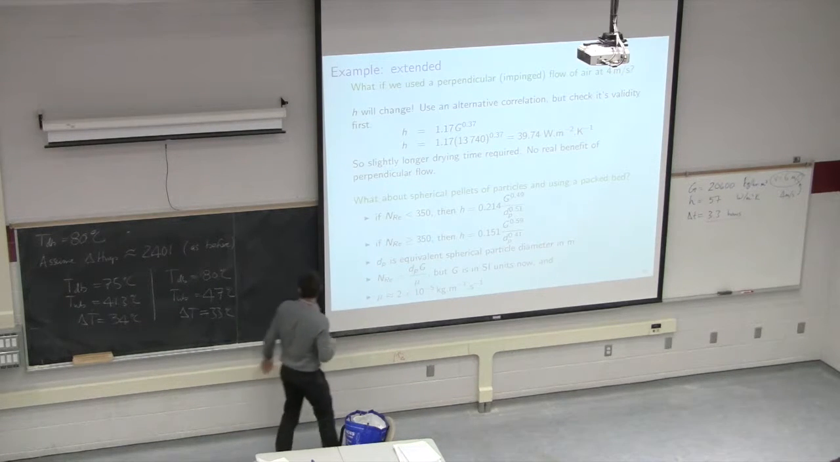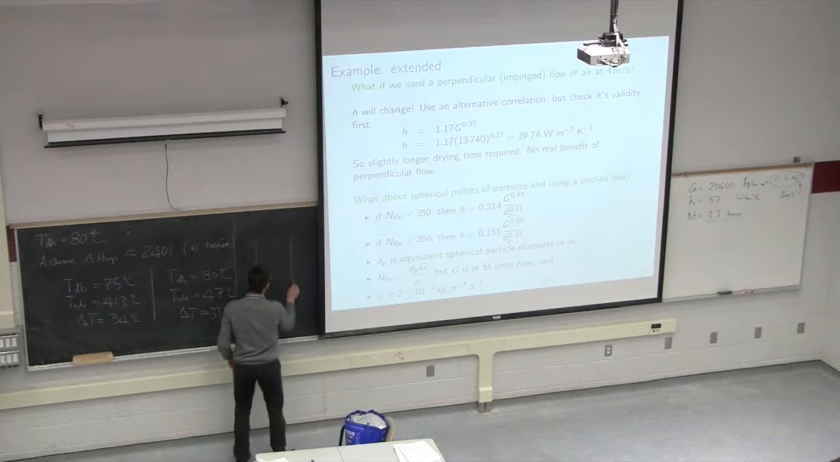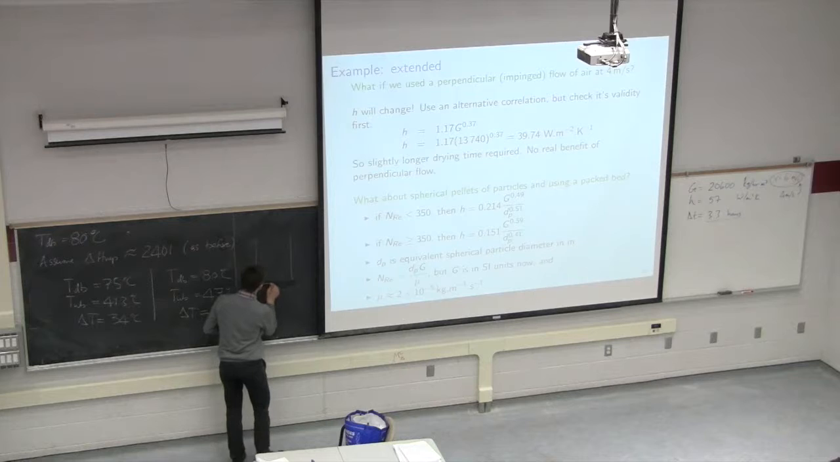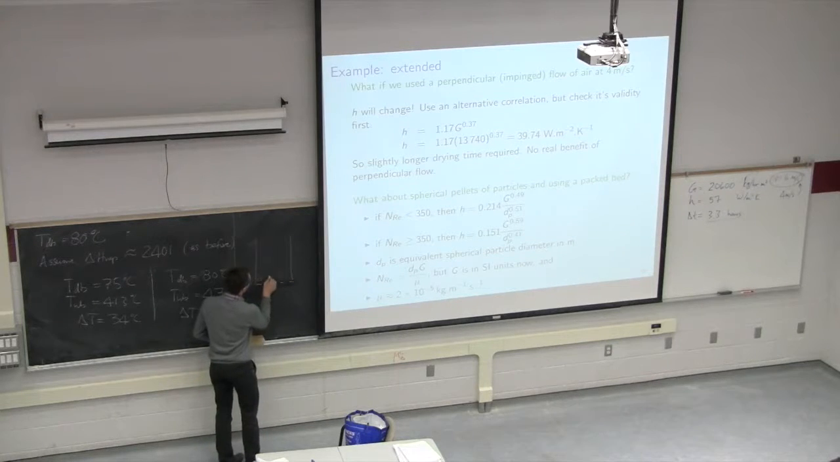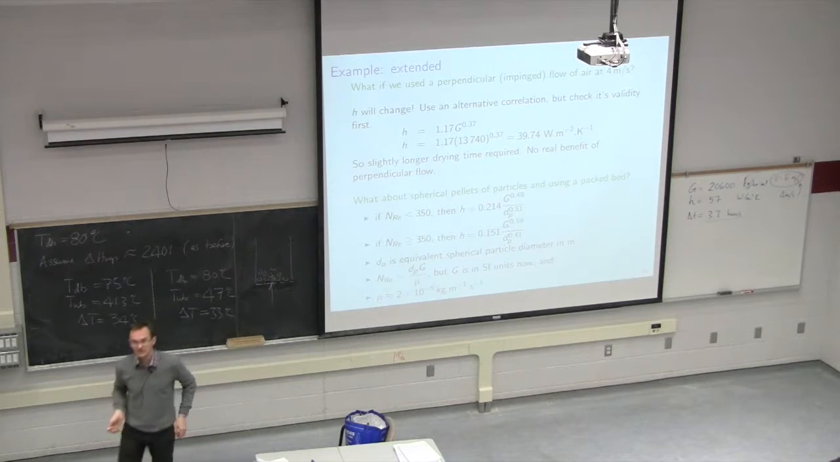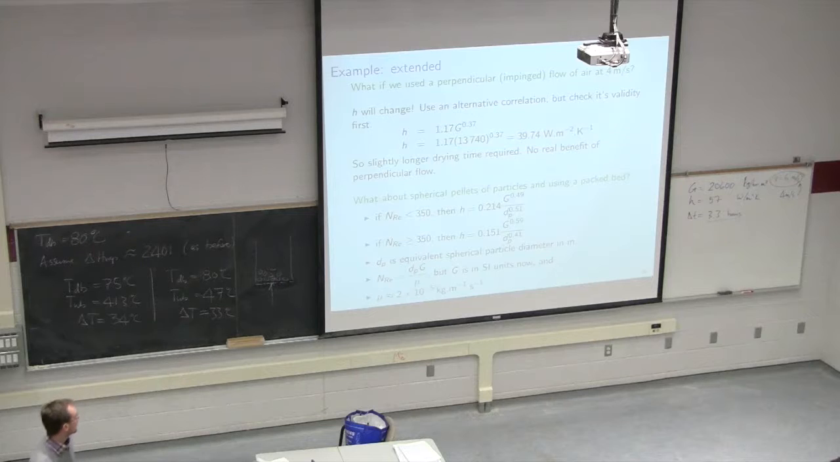Okay, so what we're going to do now is we're going to take a bed. It's not going to be closed here at the bottom. We're going to pack these particles in a bed and move our hot air through it. Okay? That sort of way of drying the particles is going to have a very different heat transfer coefficient, H.